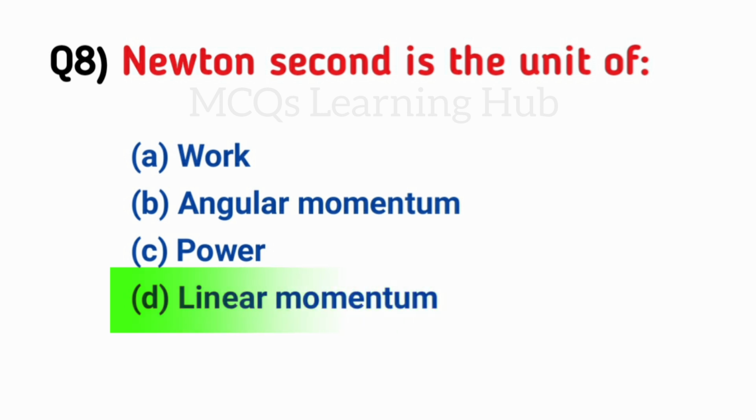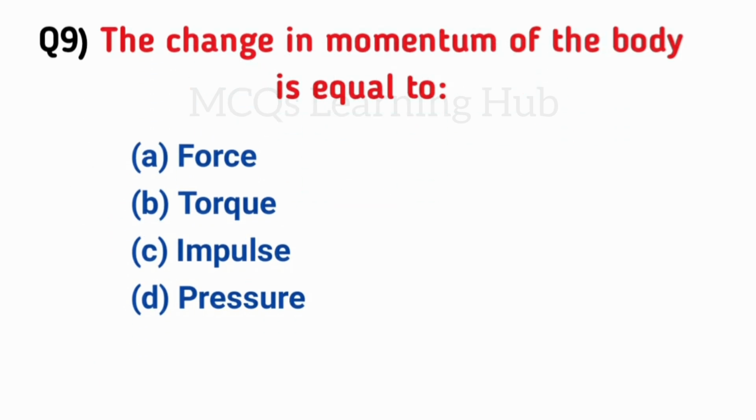Option D is correct. The change in momentum of the body is equal to. Option C is correct.